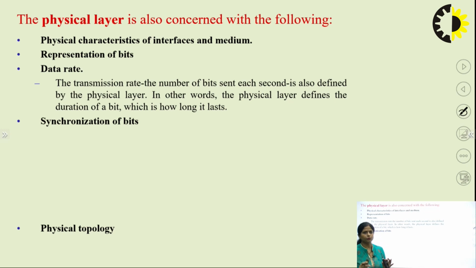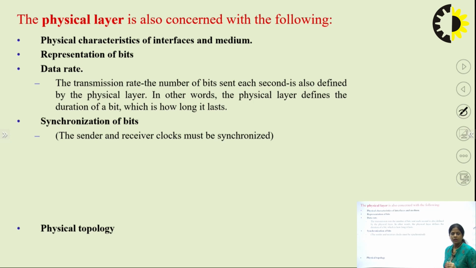Data rate is also defined by the physical layer. In other words, we can say a physical layer defines the duration of a bit, which is how long it lasts. Then we see synchronization of bits. That means the clock of both the participating parties, the sender and the receiver, must be synchronized.